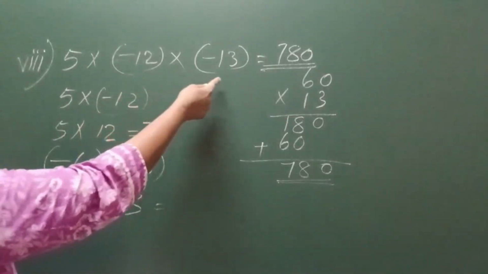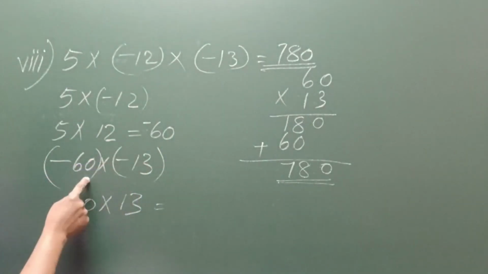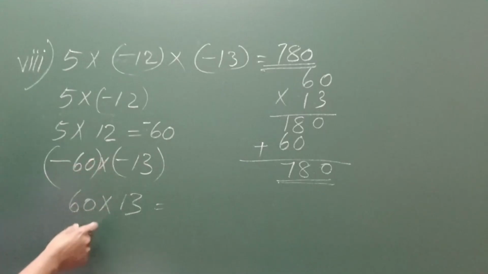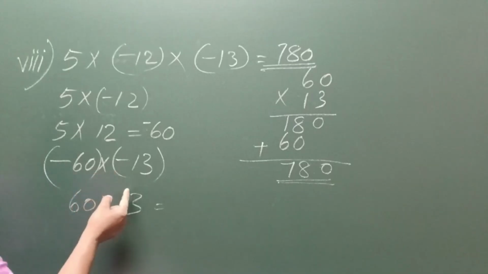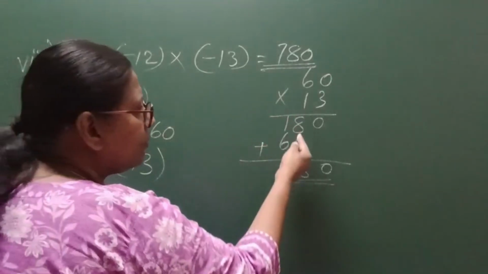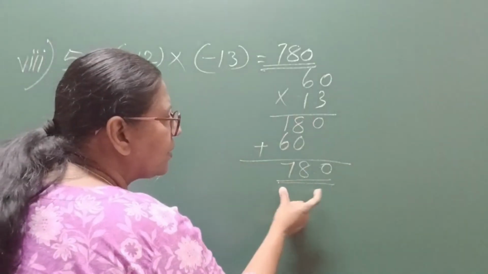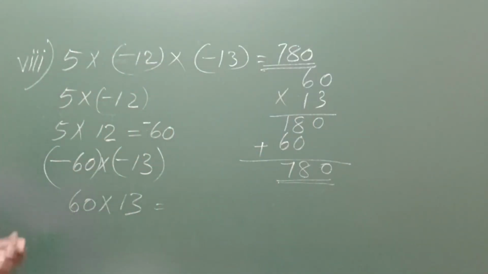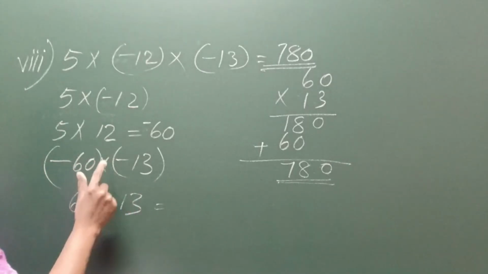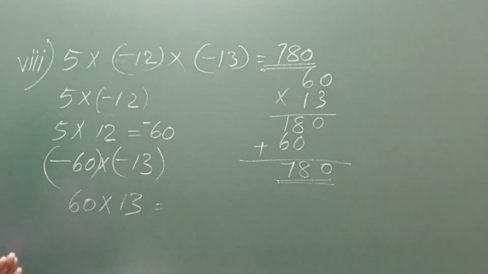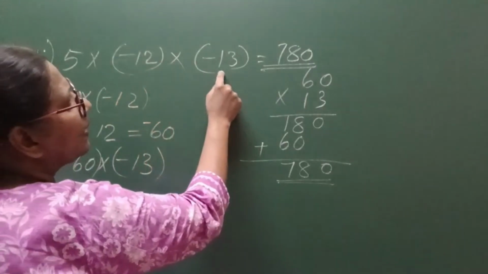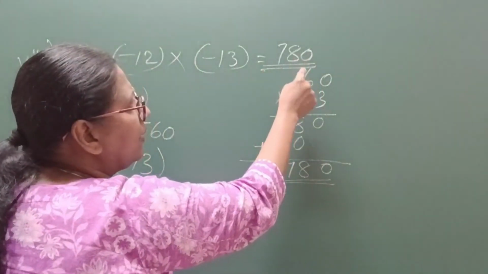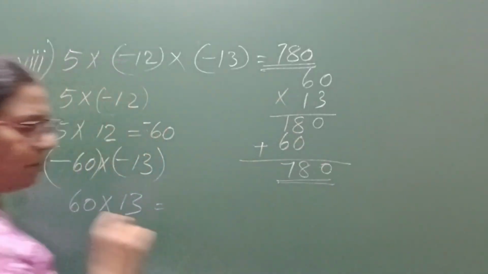Now the second part: minus 13 we have to multiply. So minus 60 into minus 13. Here again we have to find the absolute values. The absolute value of minus 60 is 60, and of minus 13 is 13. After finding the product, 60 into 13, we get 780. Now you have to come back and see the sign. Both are negative integers. Minus into minus is equal to plus. That is the rule. So our final answer for 5 into minus 12 into minus 13 is 780, which is a positive integer.